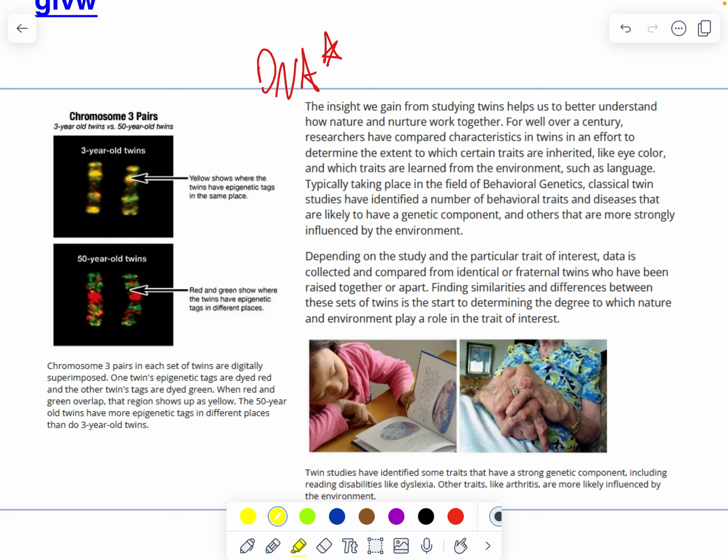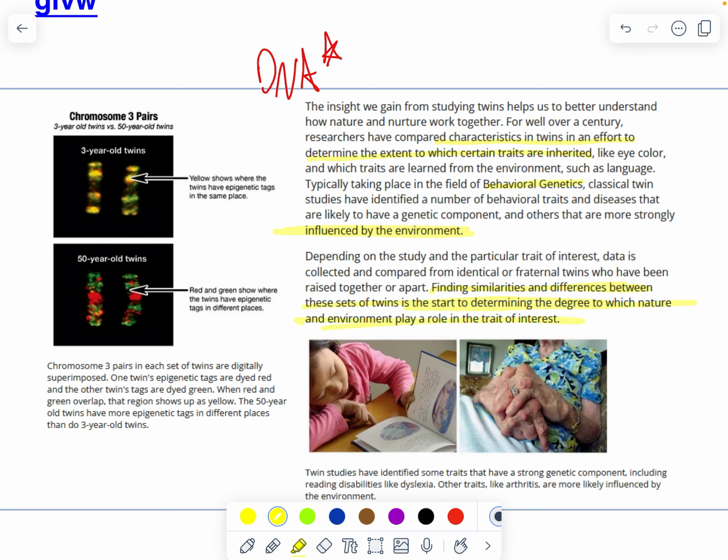For well over a century, researchers have compared characteristics in twins in an effort to determine the extent to which certain traits are inherited. This is called behavioral genetics. Classic twin studies have identified a number of behavioral traits and diseases that are likely to have a genetic component. Others are more strongly influenced, look, same DNA, but it's influenced by their environment. Okay? Finding similarities and differences between these sets of twins is the start to determining the degree to which environment and nature play a role in a trait of interest.